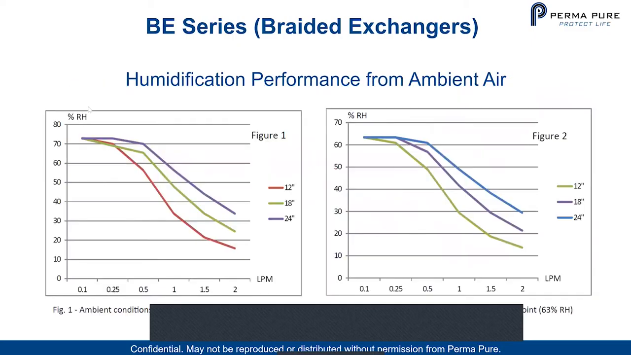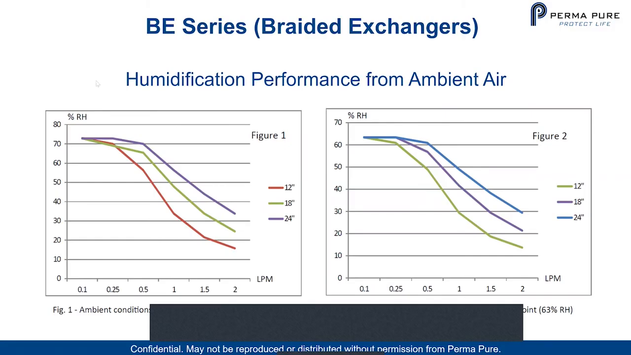And here we have some humidification performance charts for this. It's the first time we've published them, which gives you two conditions that show you how well these products can humidify. On the left, we're looking at the humidification in ambient conditions of 20 degrees C with a 15-degree dew point, which equates to a 73% relative humidity.